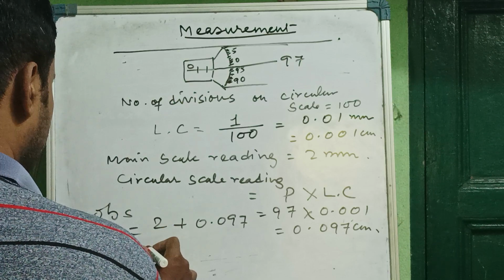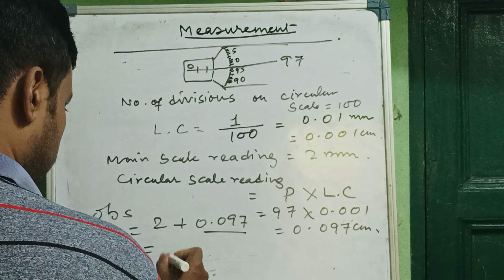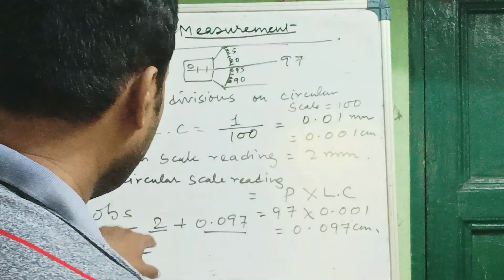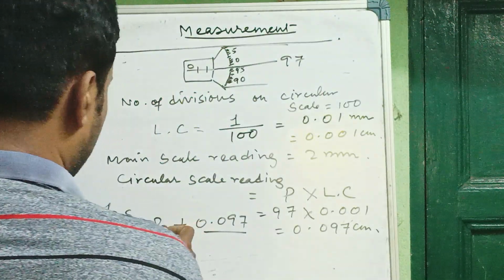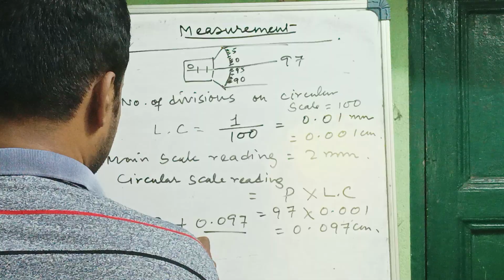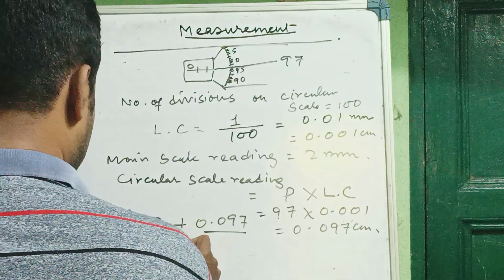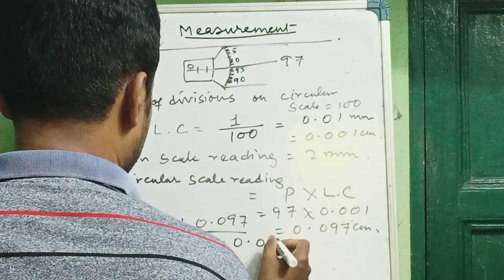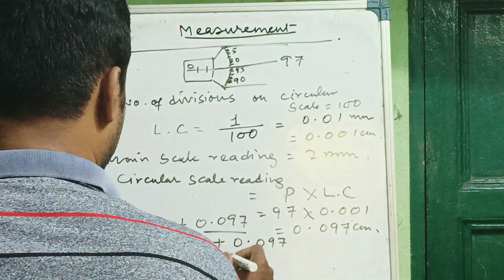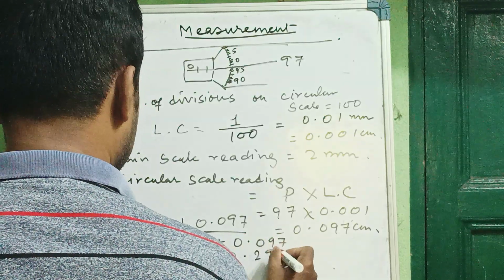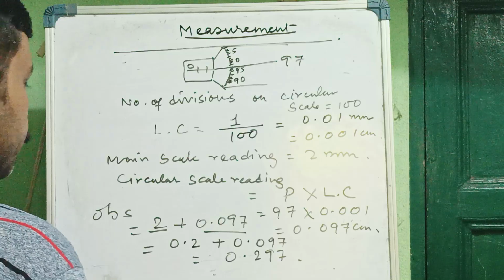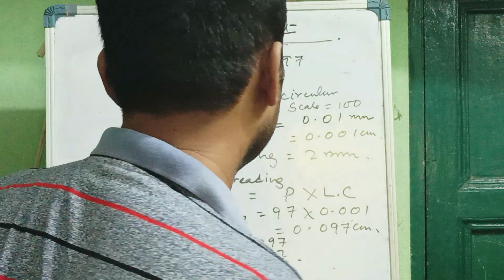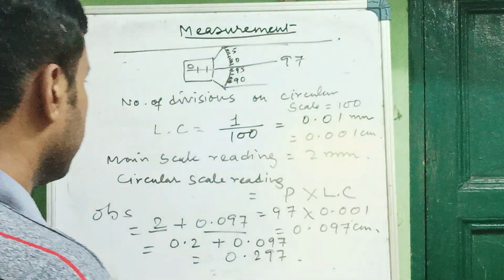2 millimeter means, if one is in centimeter and the other in millimeter, then the calculation is wrong. So we first have to convert this 2 millimeter into centimeter. That is 0.2 centimeter plus 0.00097. So the answer is 0.297. Okay. So the vernier caliper and the screw gauge calculations are completed.